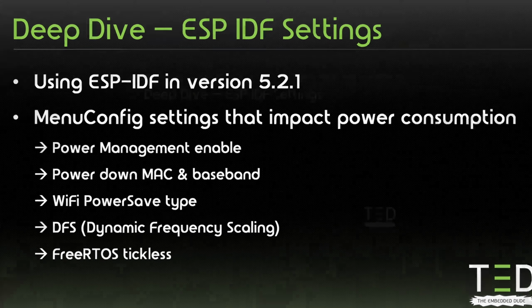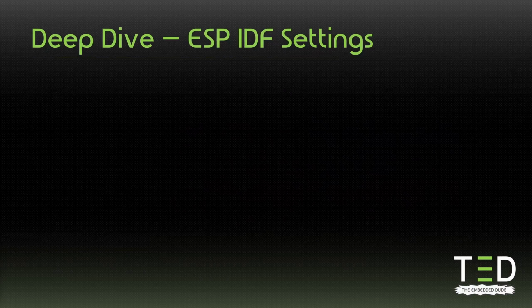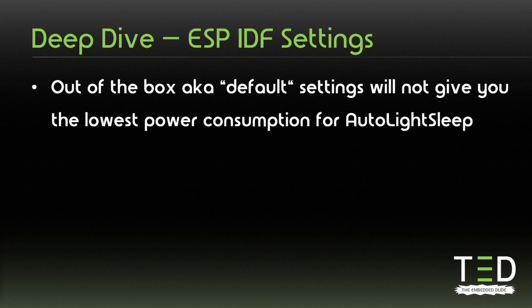Okay, now we have set everything for lowest power consumption. But out of the box, these default settings, or even changed settings, will not give you the lowest power consumption for auto light sleep. And why is that? That is because we have a DHCP timer and an ARP timer that are running quite often. And in my opinion, they're not needed if we are using individual target wake time. At least they're not needed to run that often.